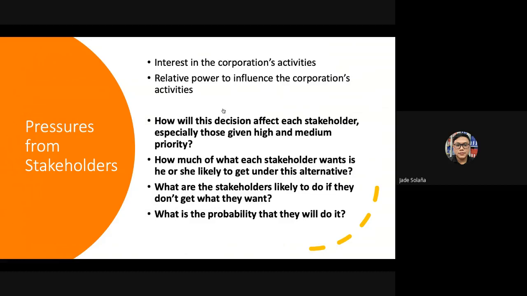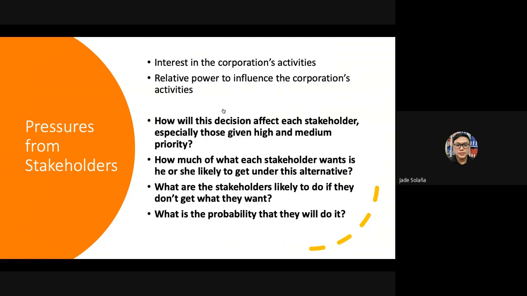Number 1, how will this decision affect each stakeholder, especially those given high and medium priority? Number 2, how much of what each stakeholder wants is he or she likely to get under this alternative? Number 3, what are the stakeholders likely to do if they don't get what they want? Number 4, what is the probability that they will do it? So strategy managers should choose strategic alternatives that minimize external pressures and maximize the probability of gaining stakeholder support. Managers may, however, ignore or take some stakeholders for granted, leading to serious problems later.